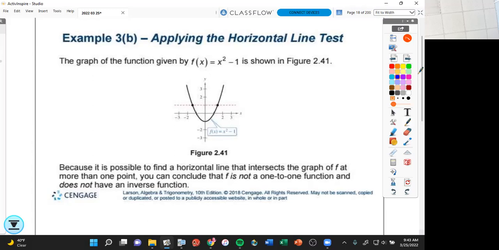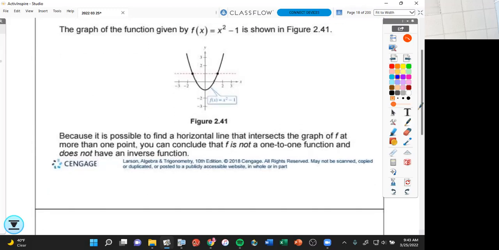X to the fourth, anything that's like an up or a down is going to fail, right? Yeah, it's going to fail. Okay, moving on.